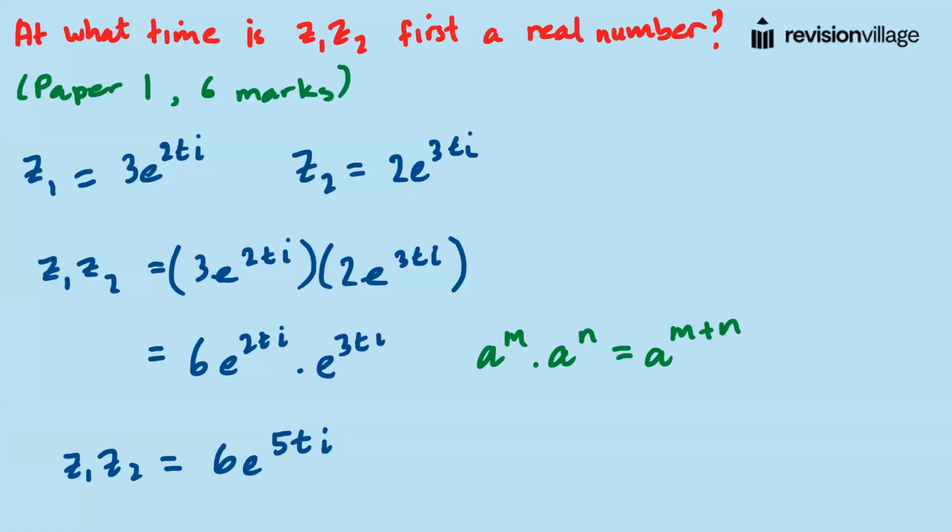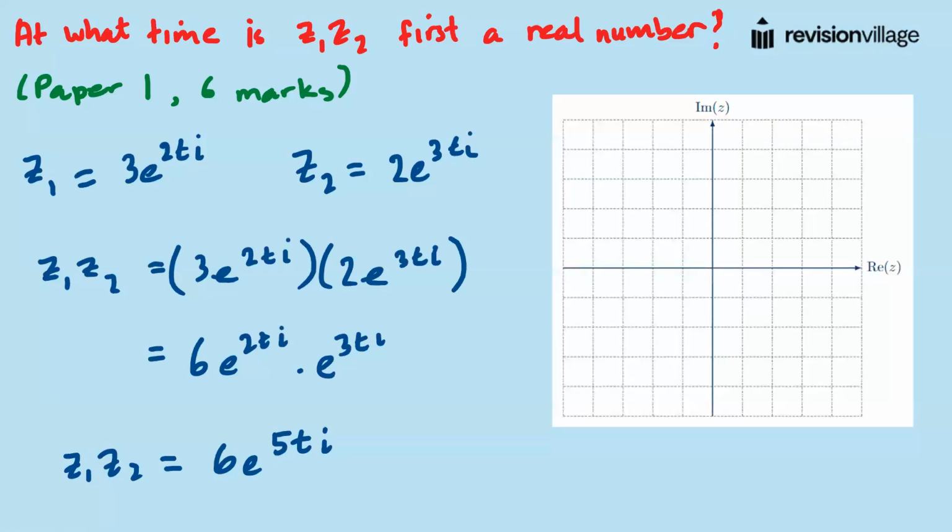If we got to that point, we would now have 3 or 4 marks from this question. We've converted, we've multiplied, we've come up with a simplified answer. We now have to get an understanding of when this product that we've just created is first a real number. This is where we can think about this geometrically. Bringing up an Argand diagram here, when is this real? When it's real, it must be sitting on the real axis.